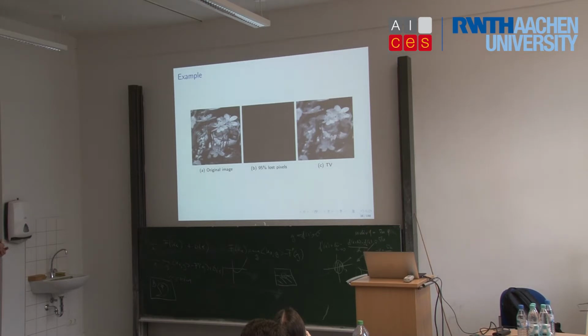This is an example. This is the original image. Here, only 5% of the image pixels are known. 95% are lost. And using this model, you can get back this image here. Actually, it's not a good result, so it's not state-of-the-art. We will later see that with better models, we can get much better results here. But still, somehow reasonable. The big objects, like the leaves here, they can be found. Of course, smaller things like here, they are lost. But from 5% of the pixels, it's a little bit hard to get these guys.